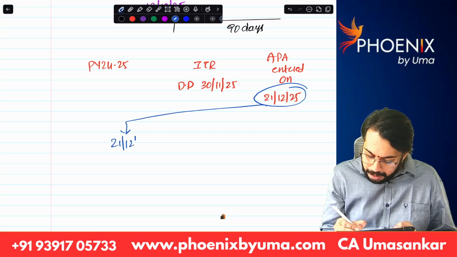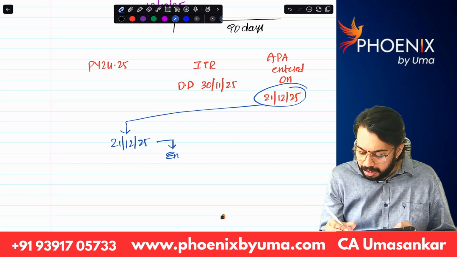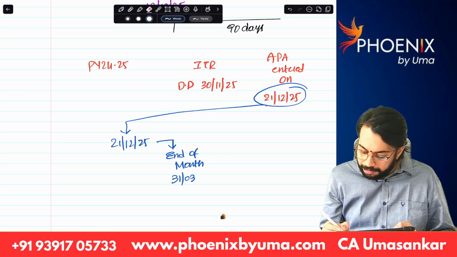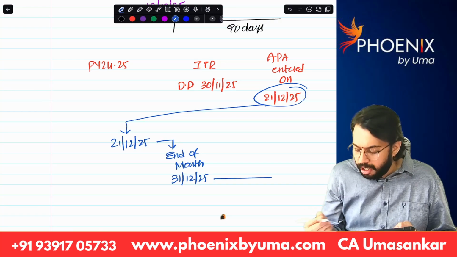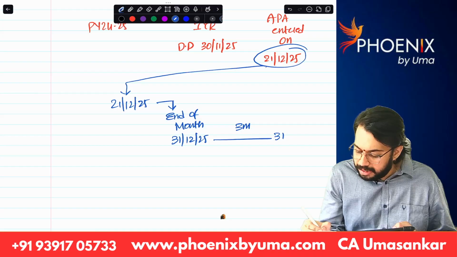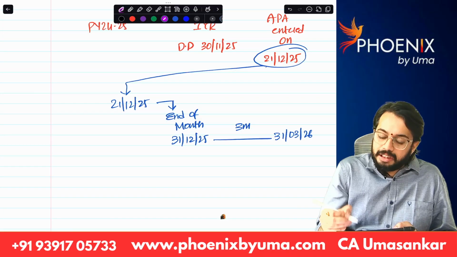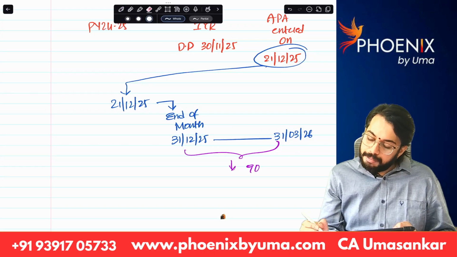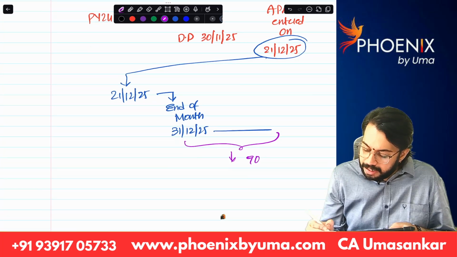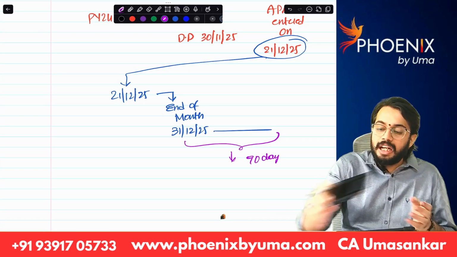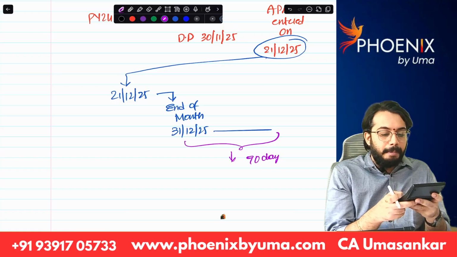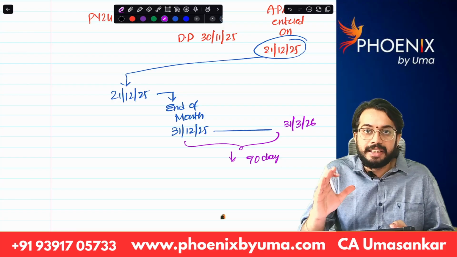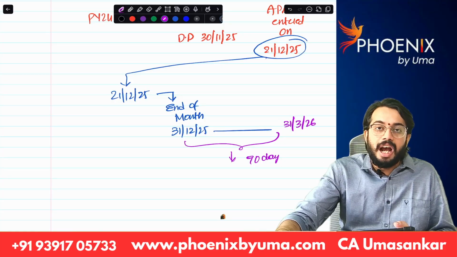So 21st December 2025, you have to take the end of the month. What is the end of month? End of month is 31st December 2025. From the end of 31st December 2025, you have to take 90 days. Calculate: January 31, February 28, March 31. Correct. Within 31st March 2026, excess money is to be brought to India. Are you able to understand?